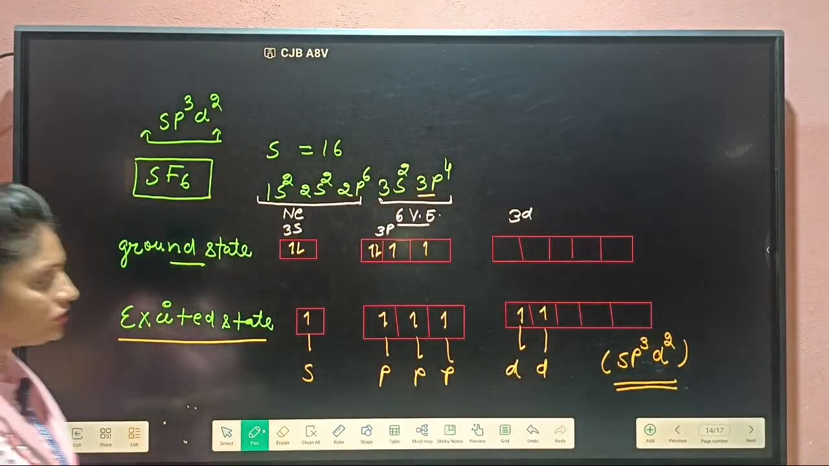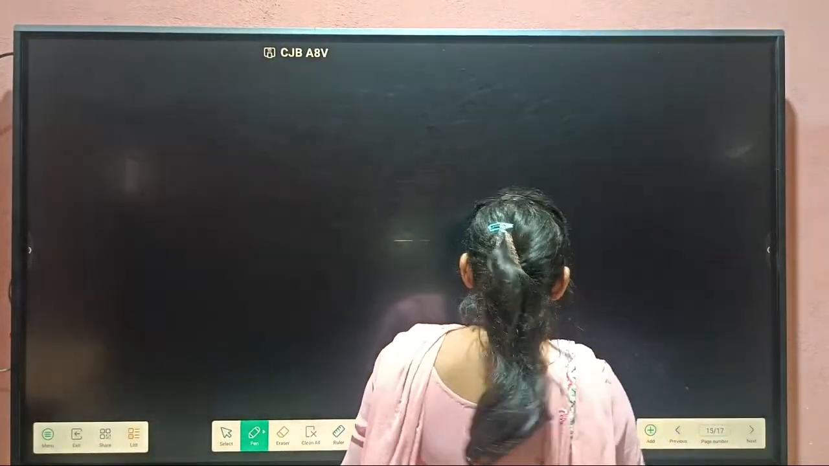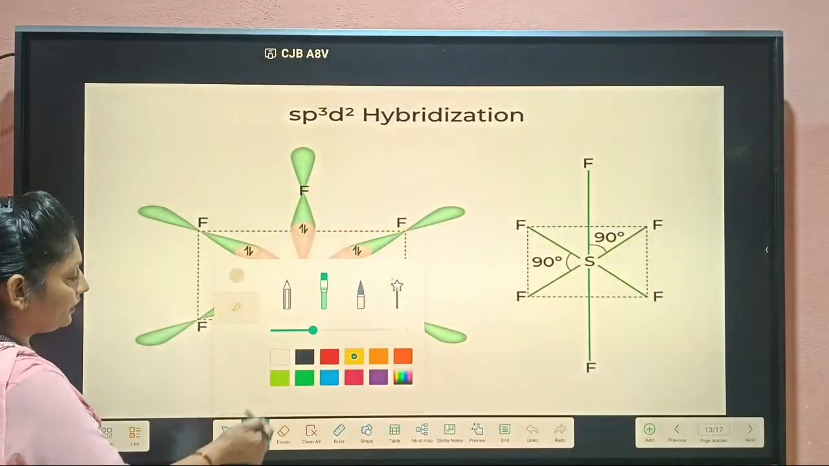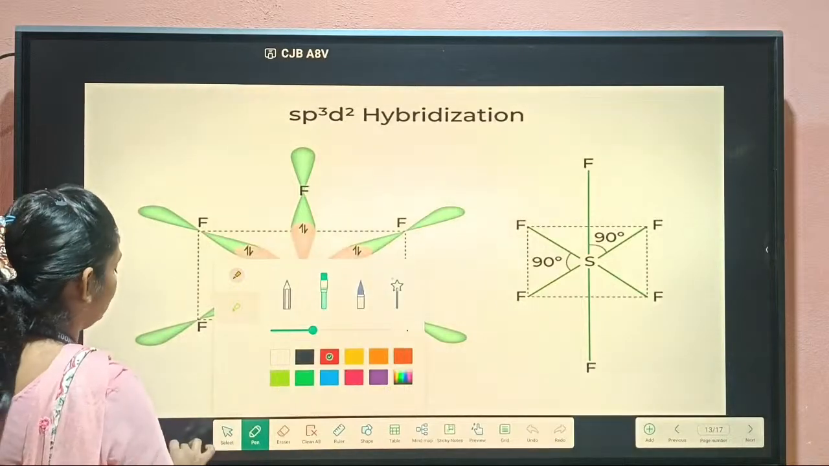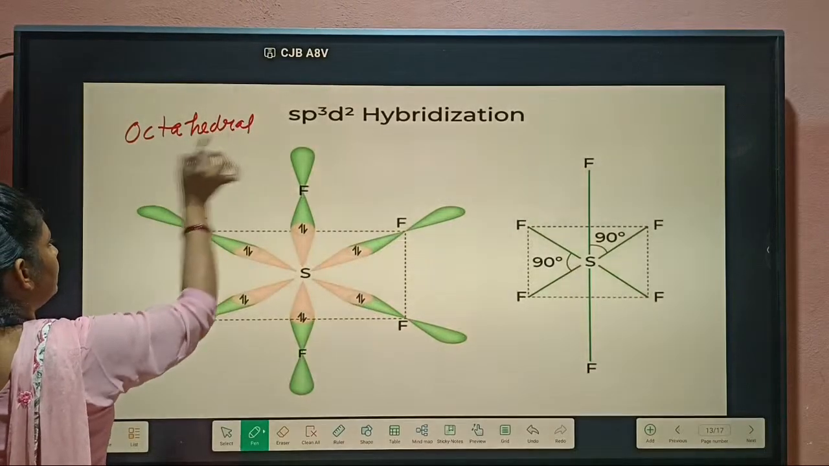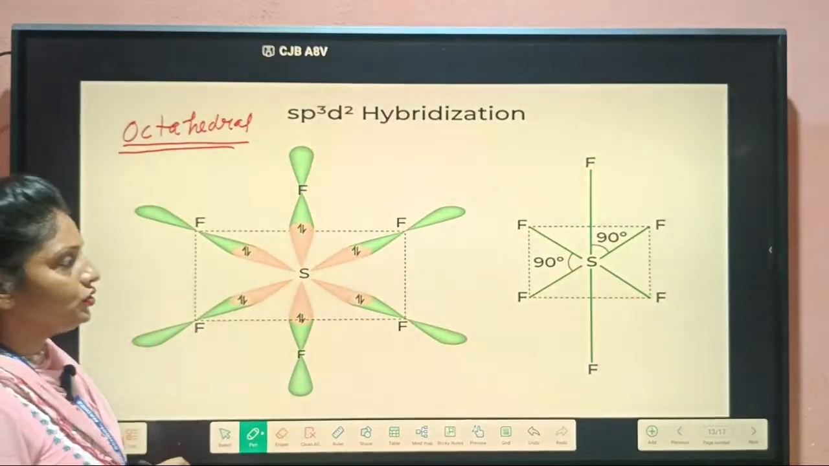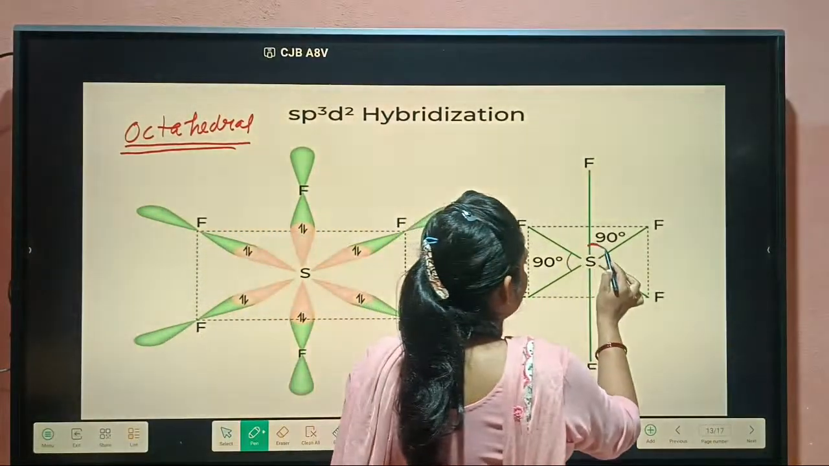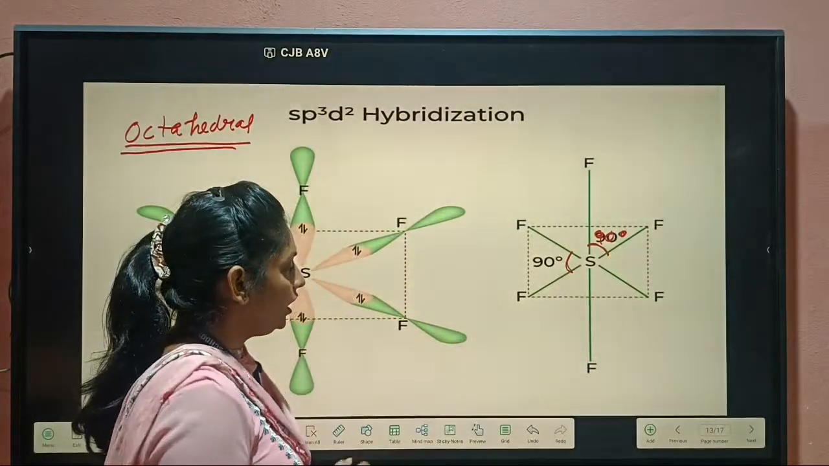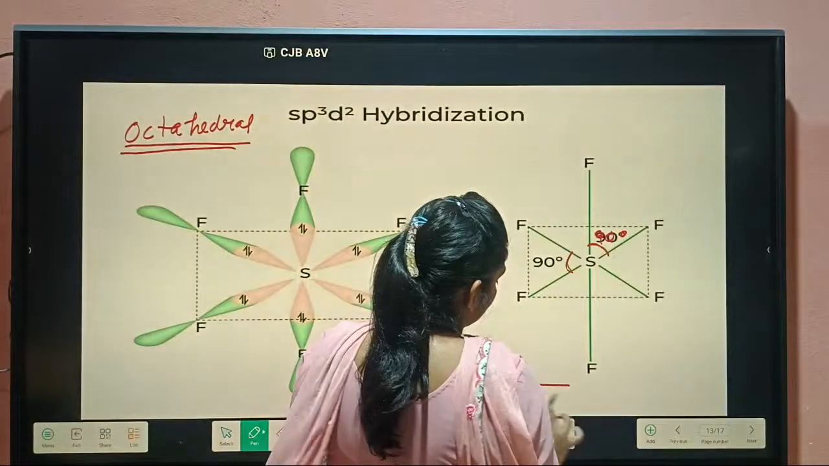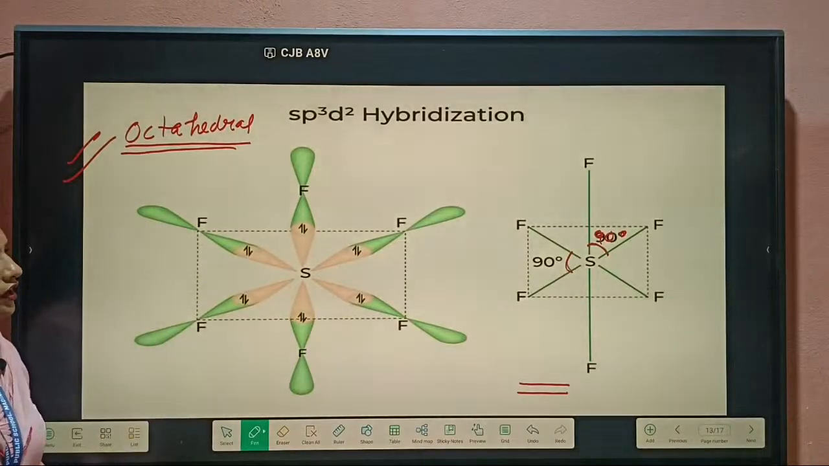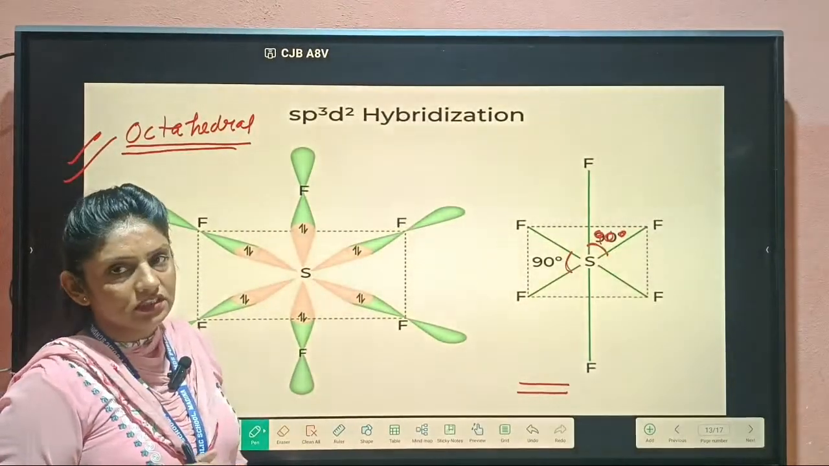Okay. So students, what will be the geometry for this one? Now see, this is octahedral geometry, students. Here the angles will be 90 degrees. So in this way you can draw the shape. I hope this is clear to you.